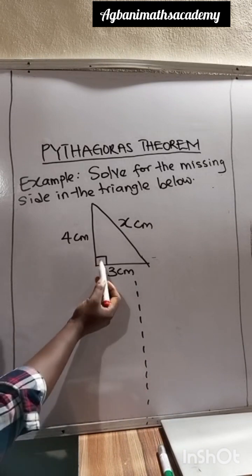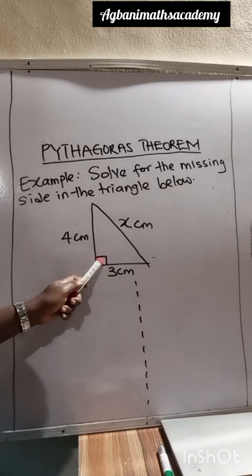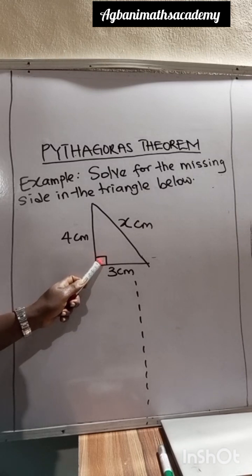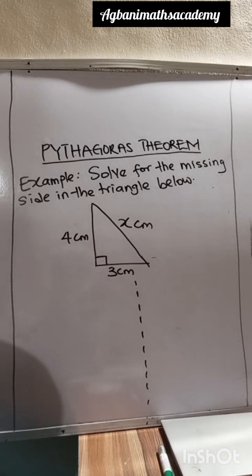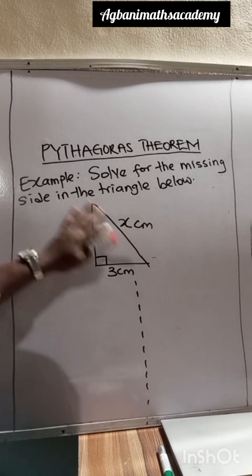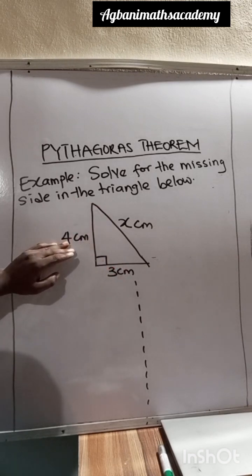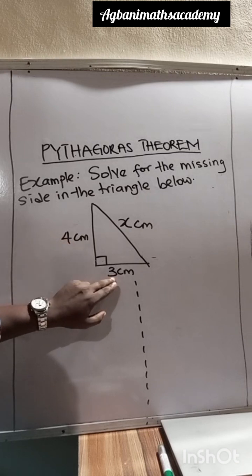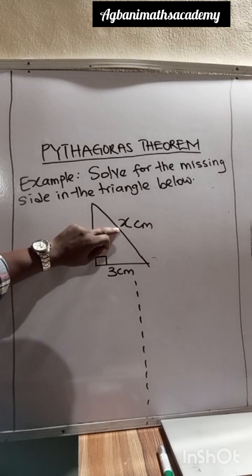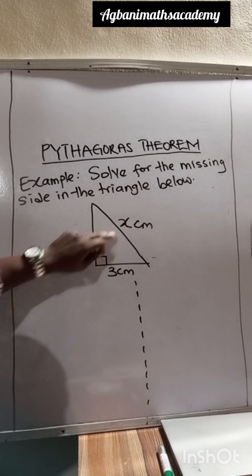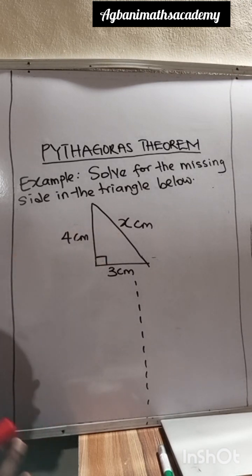So looking at this, we can see the sign that shows us that this angle here is the 90 degree angle, okay? So we've identified the 90 degree angle. The next thing we should identify is the hypotenuse. Can anybody tell me the length of the hypotenuse from what we have here? Is the length of the hypotenuse 4? Is the length of the hypotenuse 3? Or is it x? Correct. X is the hypotenuse because X is the length of the side opposite the 90 degrees. So X is the hypotenuse. So that's the most important side to identify.